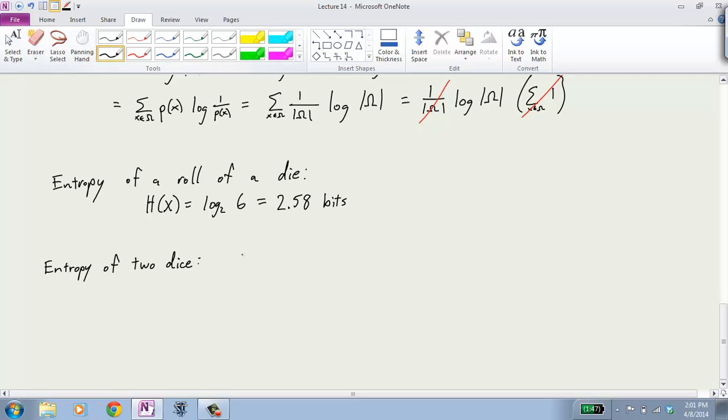So if you roll 2 dice, let's say x1 is the first die, and let x2 be the second one.